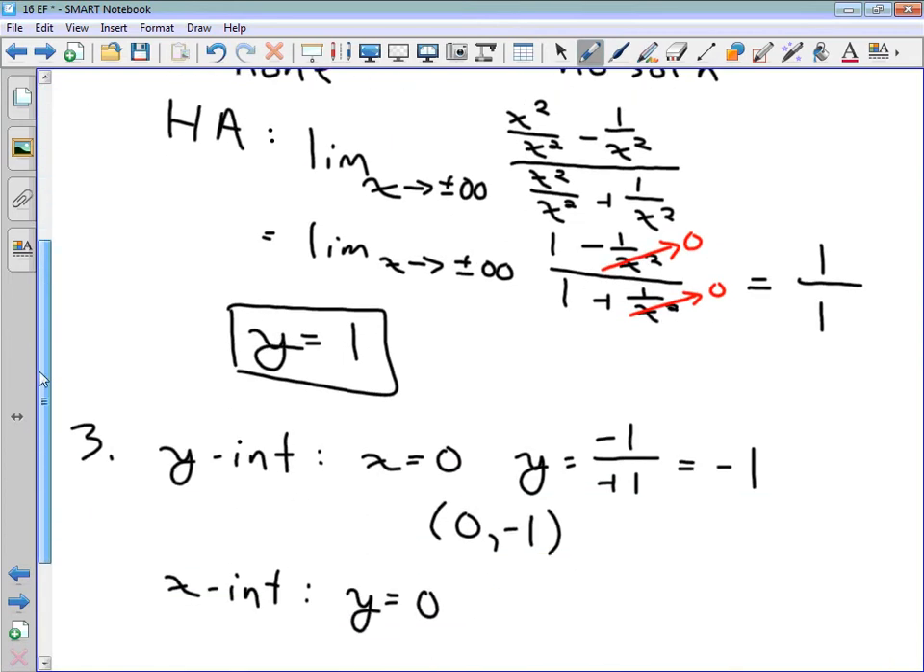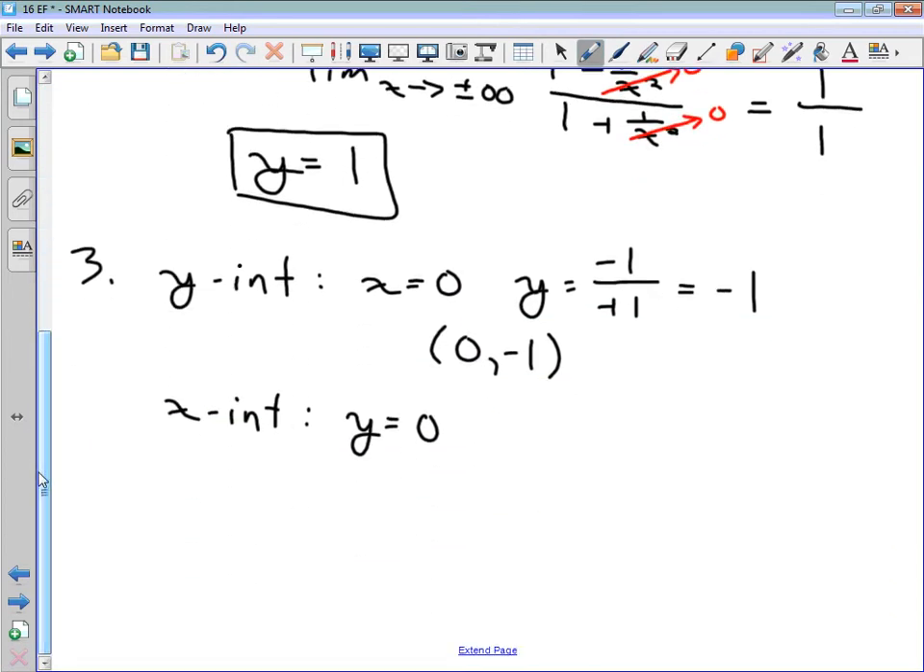So really what I'm looking to solve is 0 equals x squared minus 1, because x squared minus 1 is my numerator. Okay. Can we solve 0 equals x squared minus 1? What do you think, Omar? Yeah, I think so. How should we solve it?